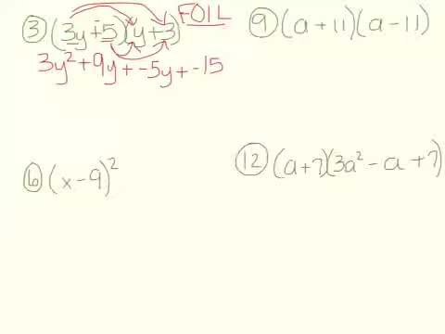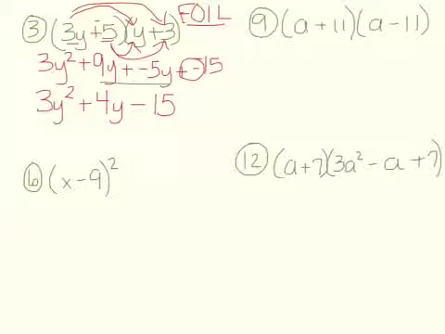Now I add my two like terms here in the middle, 9y and negative 5y. After I add my like terms, 9y plus negative 5y is 4y, I end up with the quadratic expression 3y squared plus 4y minus 15. It was plus negative 15, but I just changed that to a minus.